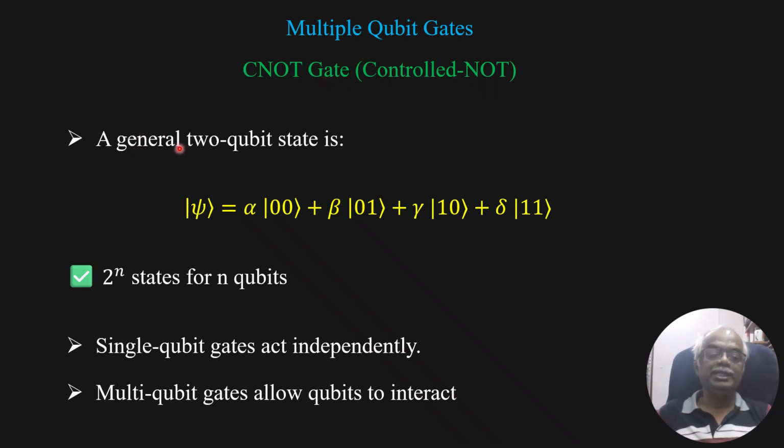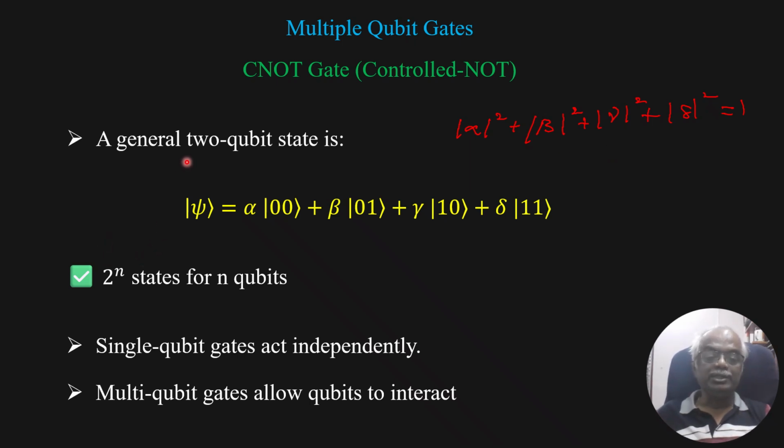So we know a general qubit state is |ψ> = α|00> + β|01> + γ|10> + δ|11>. Here you remember that |α|² + |β|² + |γ|² + |δ|² must be equal to 1 in order to meet the normalization rule.